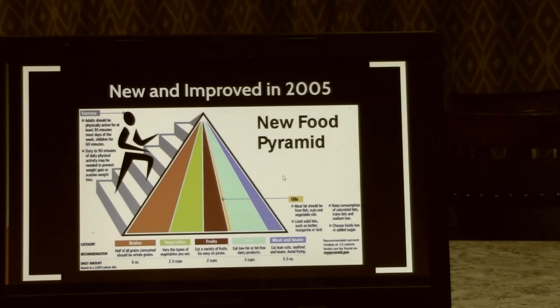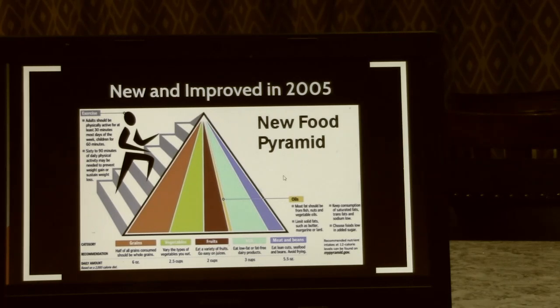You could go online to mypyramid.gov and create a profile for yourself and put your foods into that program, and it would give you some feedback on what things you were doing well with and what things you might want to do better with.